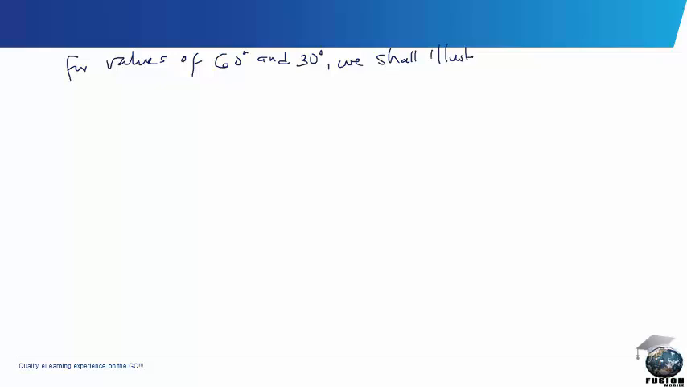We shall go ahead to determine the other ratios for angles of 60 and 30 degrees. For values of 60 degrees and 30 degrees, we shall find them gently, and hence we shall illustrate using a triangle.